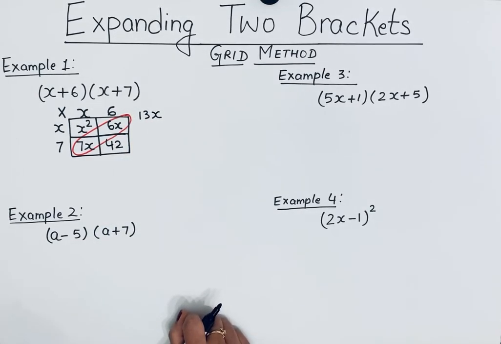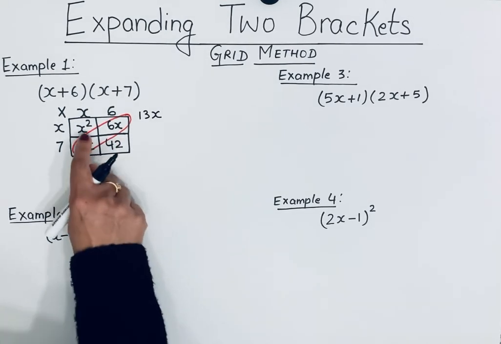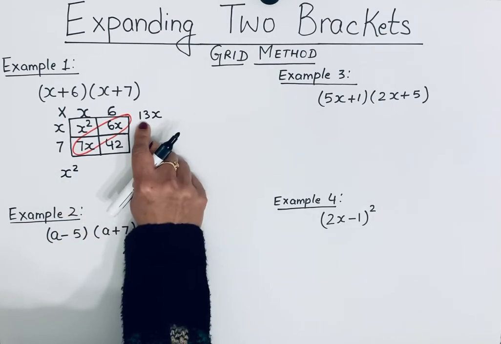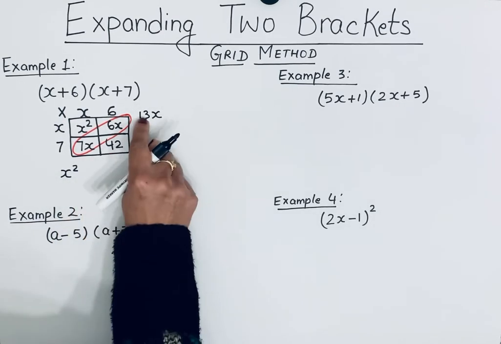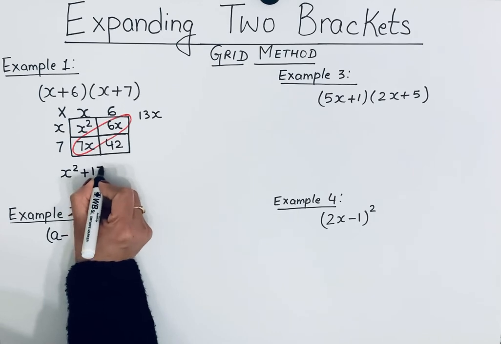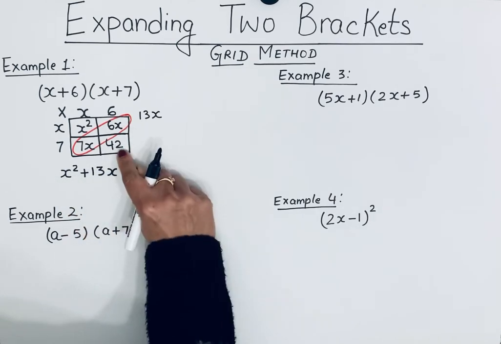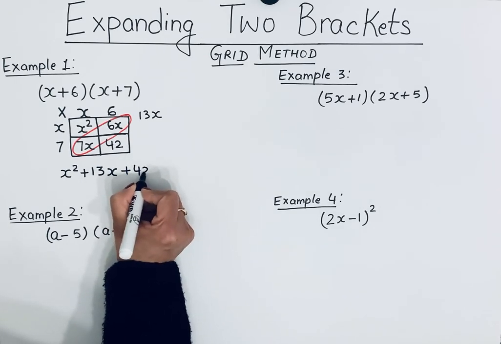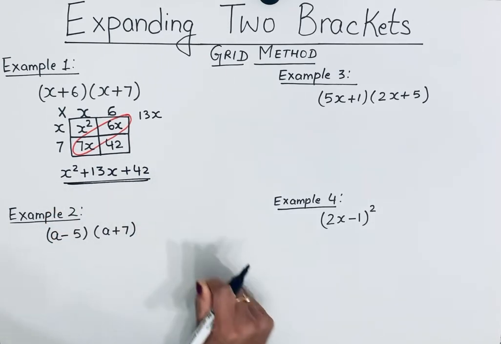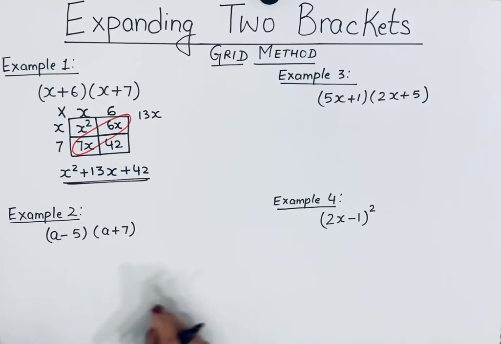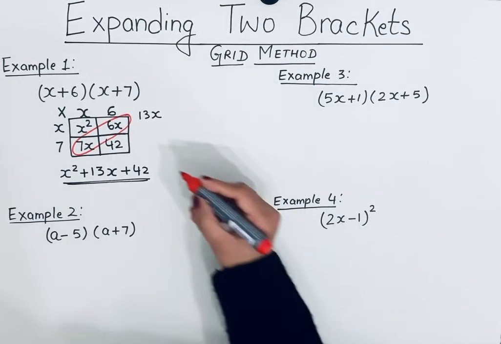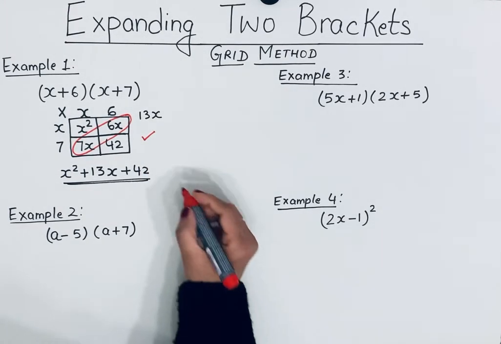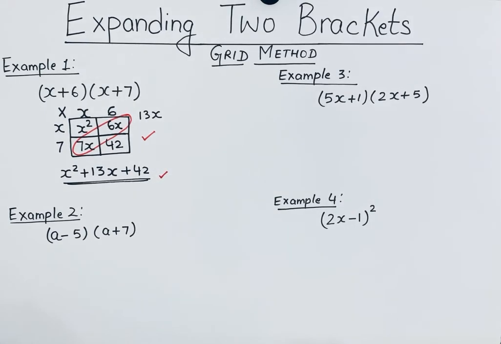And then we need to write our answer. So our answer will have 3 terms. x squared, 13x, because it's positive, so we're going to write down plus 13x, and 42, which is again positive, so we're going to write down plus 42. And that's our final answer. In the exam, we get 1 mark for doing the grid correctly, and then 1 mark for writing our answer correctly, all the 3 terms.